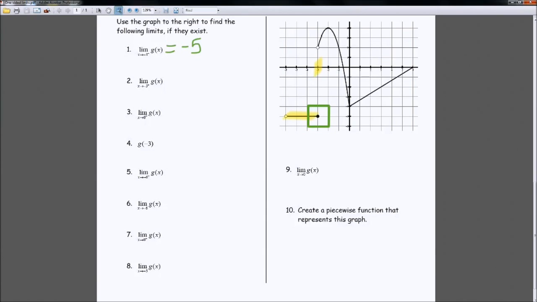For number 2, I want to check the limit as x approaches -3 from the right-hand side. Going back to our graph, we're checking what's happening to the function as I approach -3 from the right. Here I come down a little swoop, and you'll notice that I'm approaching the y value of +2. So the answer is +2.